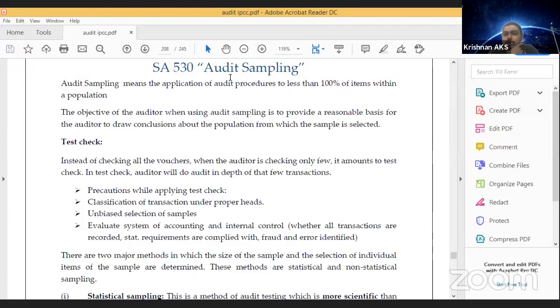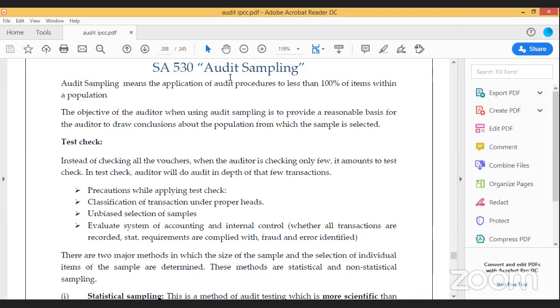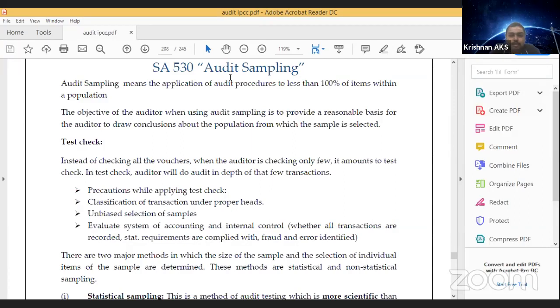So how should you select the sample? Sample should be selected in such a way that it should represent the entire population. Understood? Come on, tell me how you should select the sample. Sample should be selected in such a way that it should represent entire population.